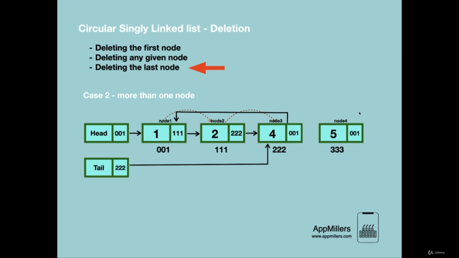Now you see that we don't have any link to the node 4 over here, which was the last node. So this is eligible for garbage collection, so the garbage collector will come and destroy it. So with this, deletion of a node from the end of circular single linked list is complete.